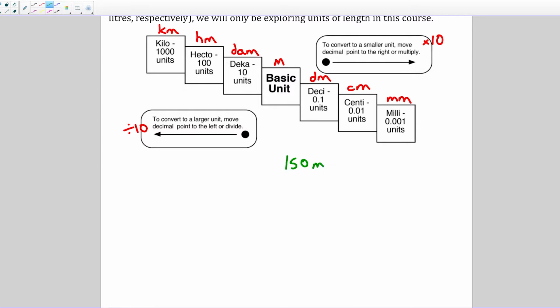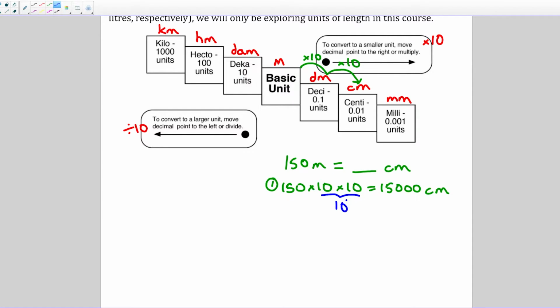If we have 150 meters and we wanted to convert this into centimeters, notice here that we have to jump once and then twice to go from meters to centimeters. Doing so will result in us multiplying by 10 twice because we have 2 jumps. So we can visualize this as 150 times 10 times 10, which gives us a grand total of 15,000 centimeters. Notice that the 10 times 10 can actually be shortened into 10 squared.